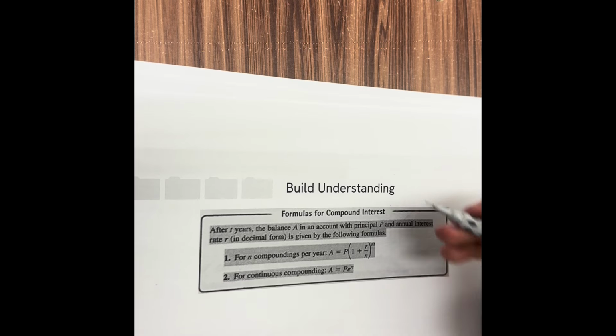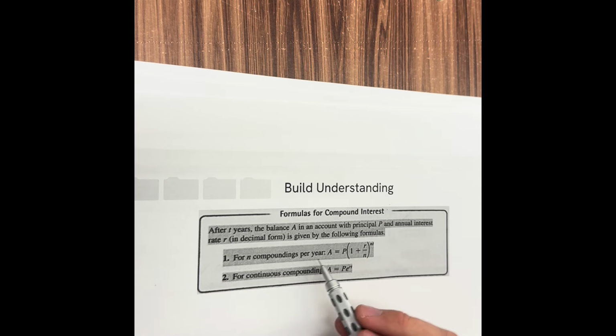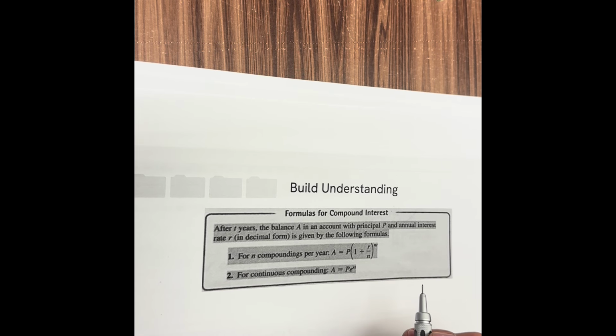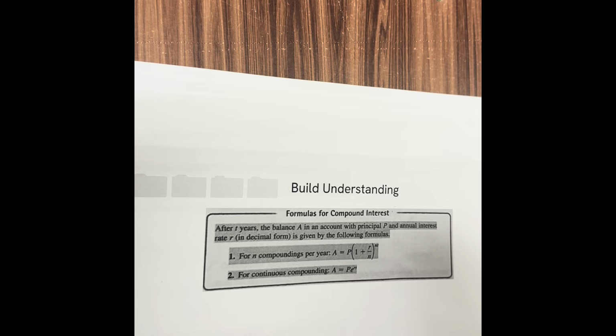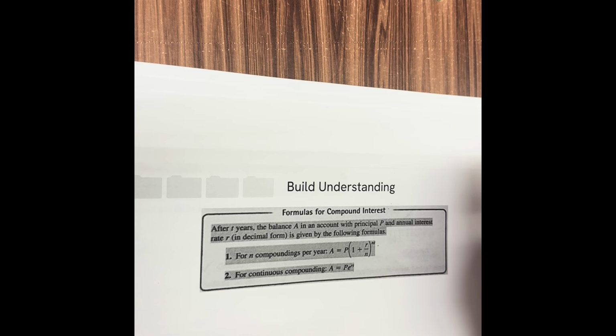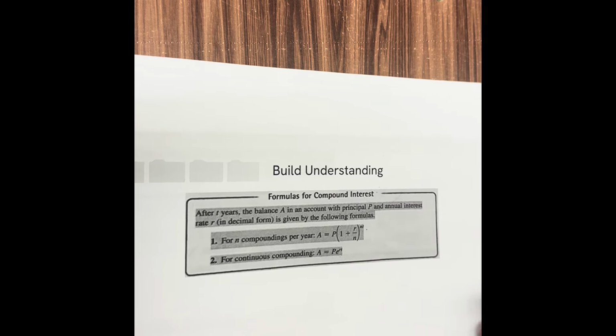All right, now just a couple things to jot down here. Our formulas for compound interest. If we have n compoundings per year, so they tell you it's annual, or biannual or semi-annual, or quarterly, this would be our formula: A equals P times (1 plus r over n) to the power of nt. And for continuous compounding, A equals Pe to the rt.